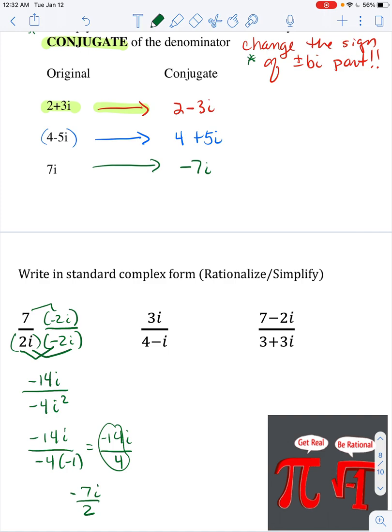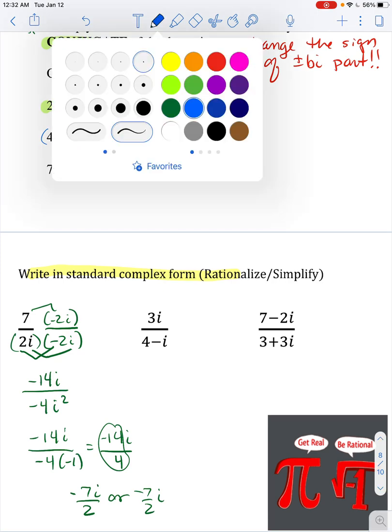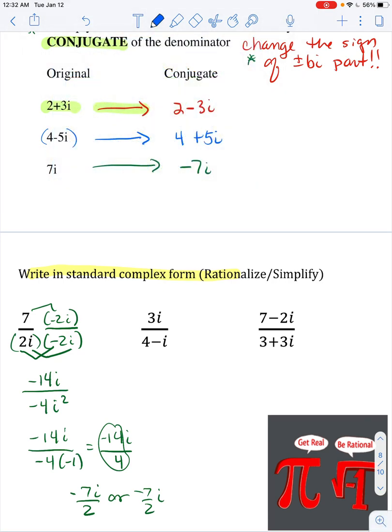7 halves, and then the i can go on top with that 7, or you might see it written as negative 7 halves i. But sneak attack, it says write in standard complex form. So I better indicate in my final answer that I don't have a real part, but I do have a minus 7 halves for the i part. Picky details. All right.